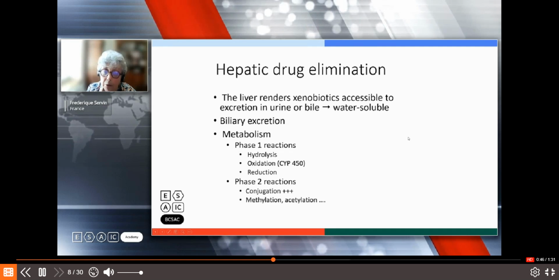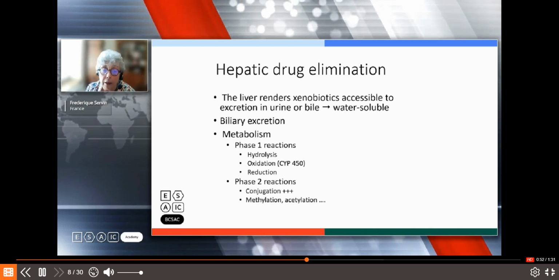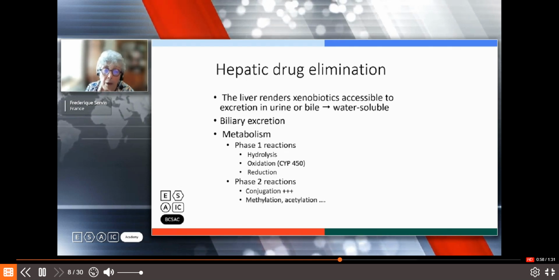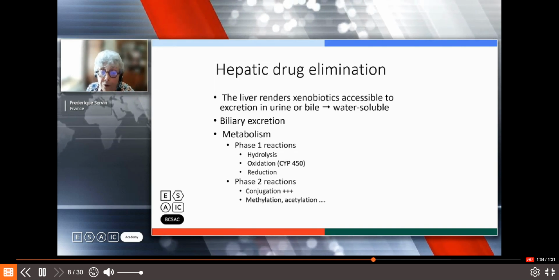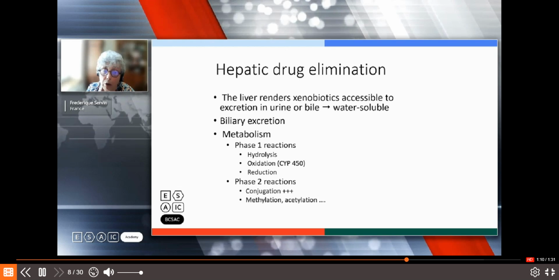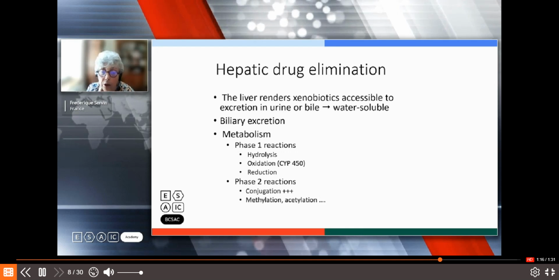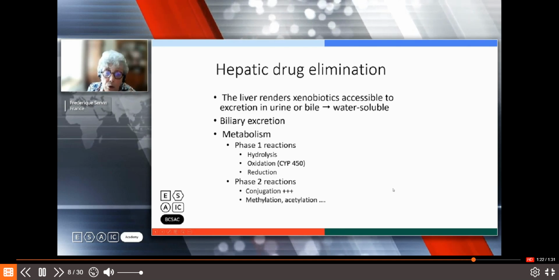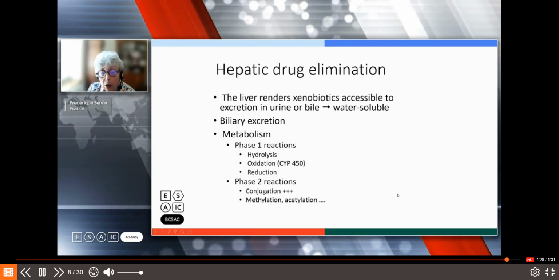As far as metabolism is concerned, there are several enzymatic reactions in the liver, and some of them, hydrolysis, oxidation with the very important P450 cytochrome system, or even reduction, will render the drug water-soluble. They are called phase 1 reactions. The phase 2 reaction will obtain the same result by adding a radical to the drug, mainly conjugation, but it can also be methylation or acetylation.